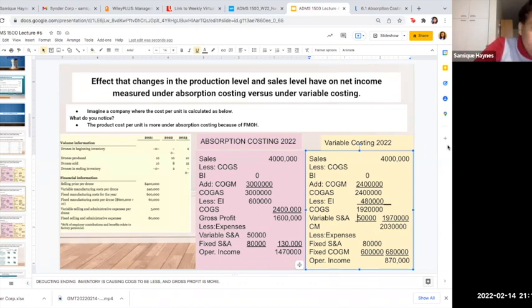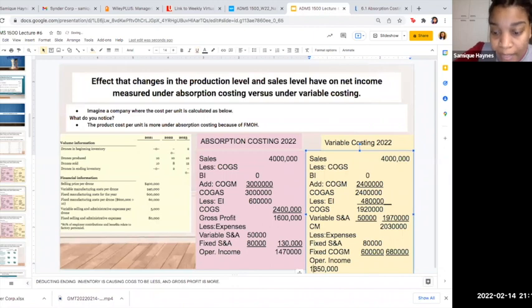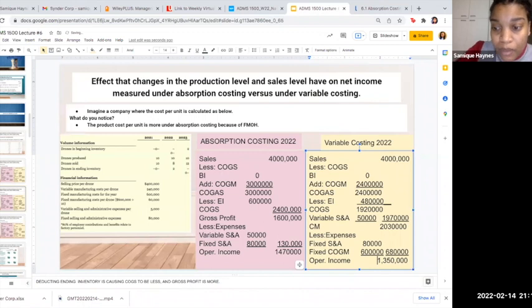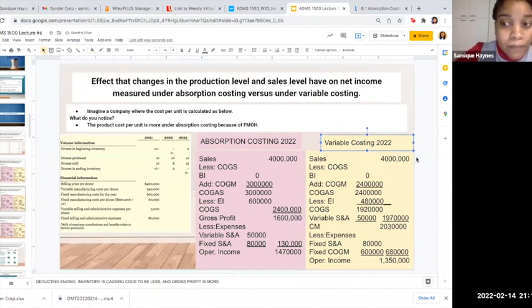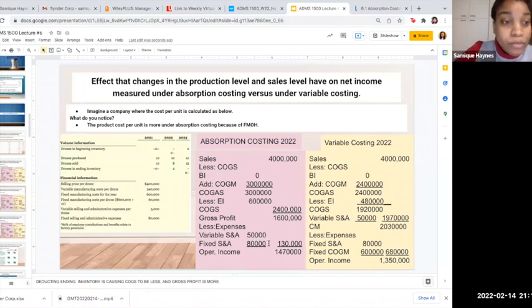Minus 680,000, 1,350,000. Which one has the higher operating income? Variable costing or absorption costing? Which one is higher? Who has the higher operating income or net income? Absorption, very good. Absorption is higher.